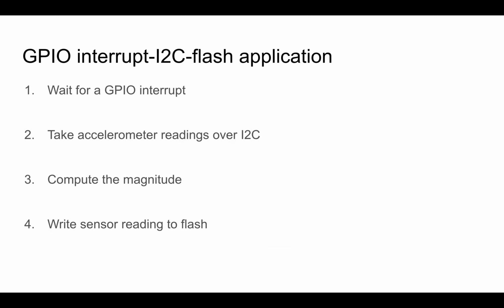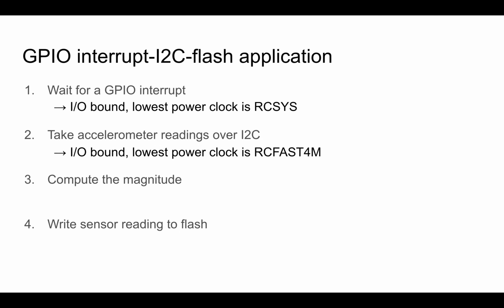Next, we compare how Power Clocks performs on a GPIO I2C flash application. The application first waits for a GPIO interrupt. This is an I/O-bound operation for which Power Clocks uses the lowest power clock, RC-Sys. Next, it takes accelerometer readings over I2C. This is again an I/O-bound operation, though the low power clock for this operation is RC-fast-4M.